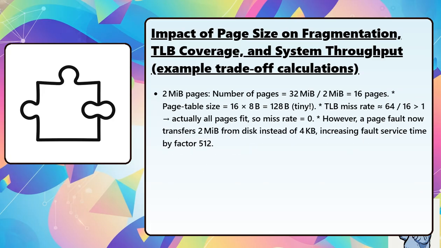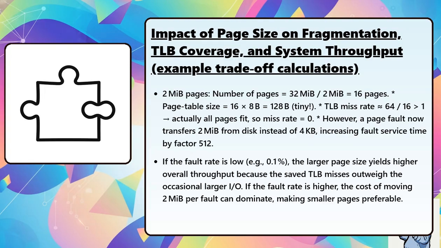With 2 megabyte pages, number of pages equals 32 megabytes divided by 2 megabytes, which is 16 pages. Page table size is 16 times 8 bytes, 128 bytes, tiny. TLB miss rate is 64 divided by 16, greater than 1, meaning all pages fit, so the miss rate is 0. However, a page fault now transfers 2 megabytes from disk instead of 4 kilobytes, increasing fault service time by a factor of 512. If the fault rate is low, for example 0.1%, the larger page size yields higher overall throughput because the saved TLB misses outweigh the occasional larger I/O. If the fault rate is higher, the cost of moving 2 megabytes per fault can dominate, making smaller pages preferable.